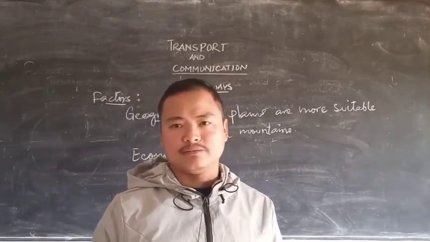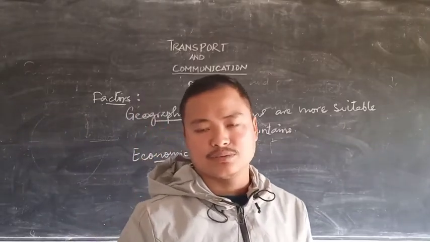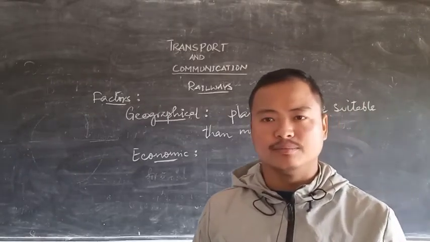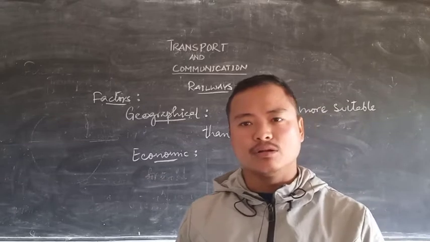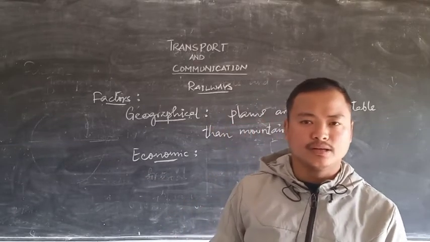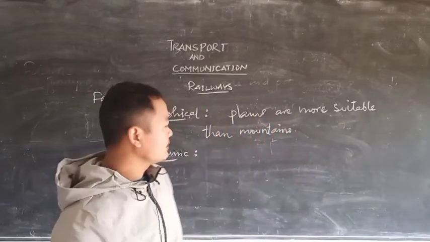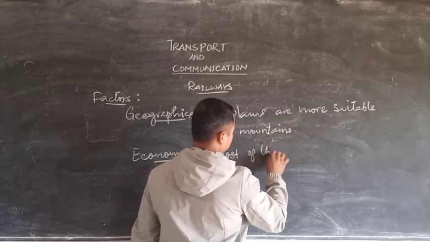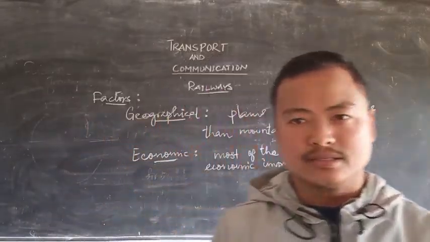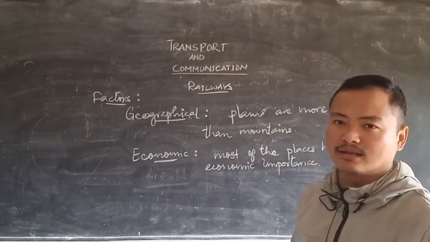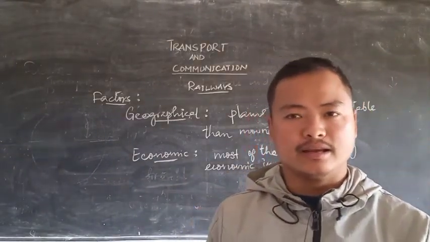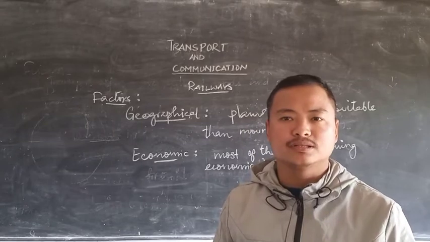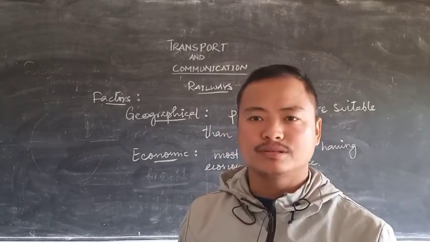Economic factor. When we say this, it is easy to understand that whichever place is of economic importance, those places are very well connected by railways. While those places which are not economically important, there would be a huge loss for the railways to be set up. So railways mostly connect places which have economic importance, for example, large agricultural areas or industrial areas, because here there is much movement not just of passengers but also of goods from one place to another.